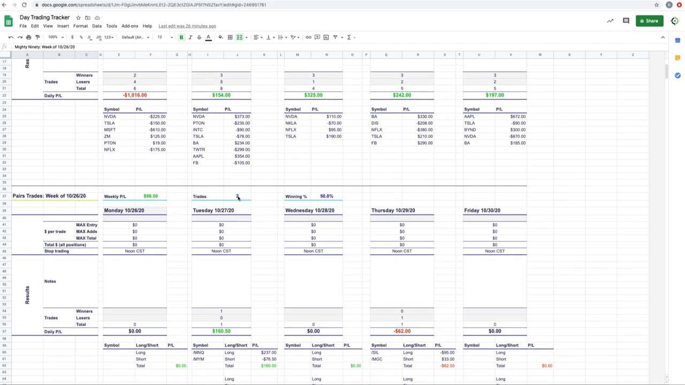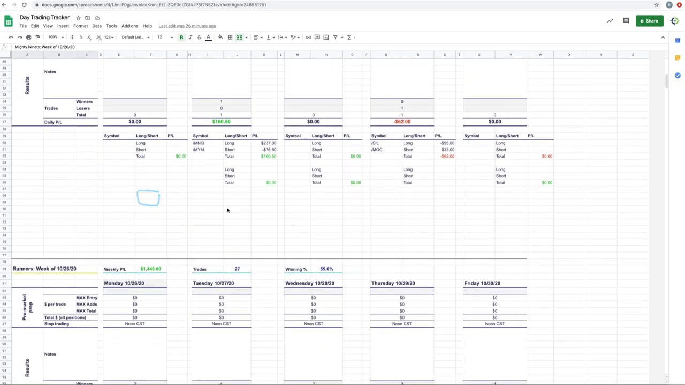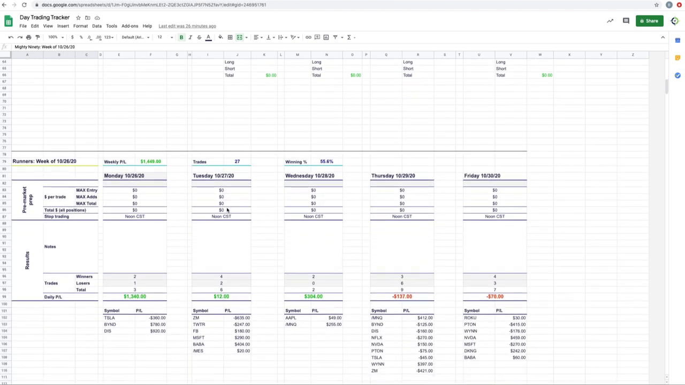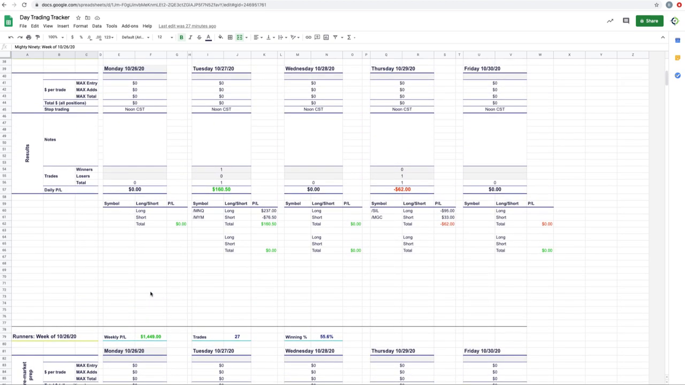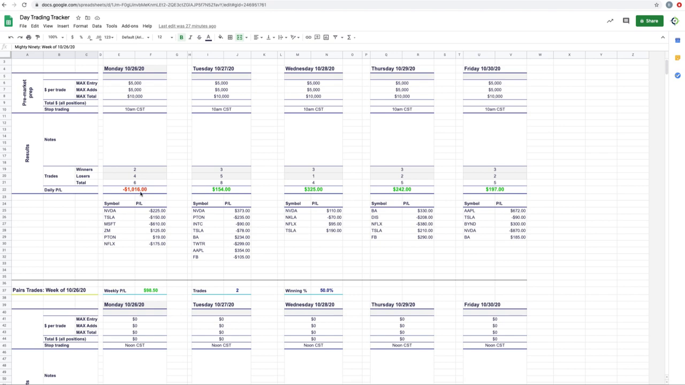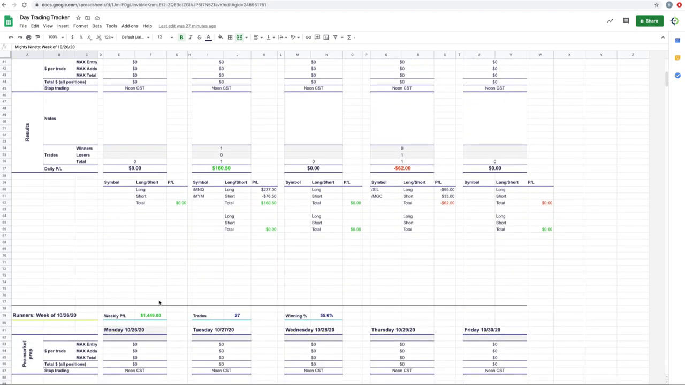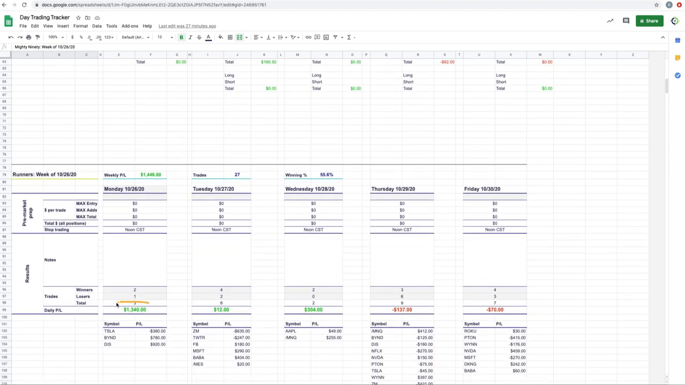Pairs trades, just took two trades, plus 98.50 on those. And then the runners continue to be an excellent strategy, plus 14.49 on the week, even though we ended with a couple small red days, Thursday and Friday. Monday was a real nice winner on the runner. I've noticed that as well: I start out on the Mighty 90s red, and then once I get warmed up throughout the morning and in sync with the markets, I was able to get a lot of that back.